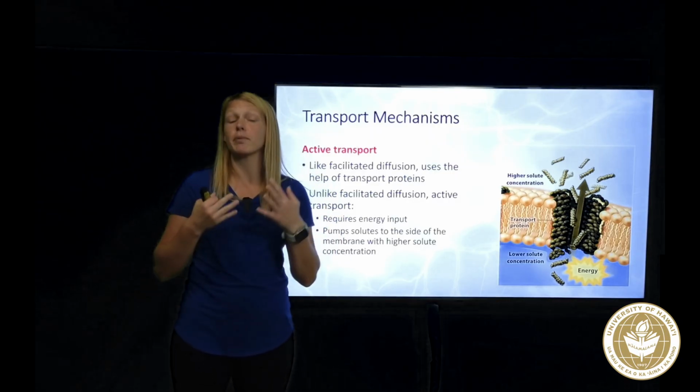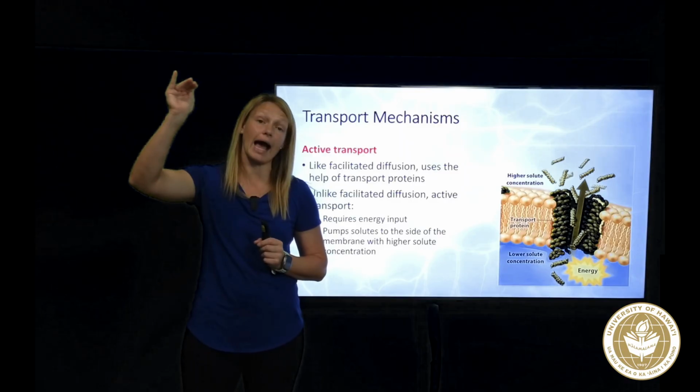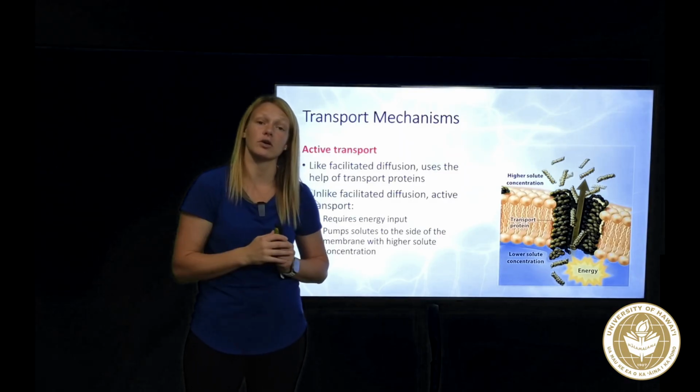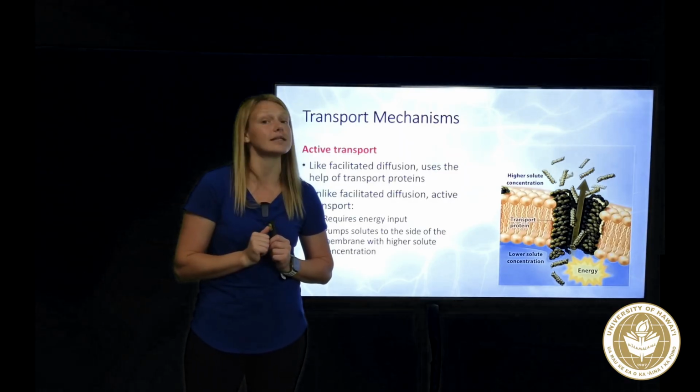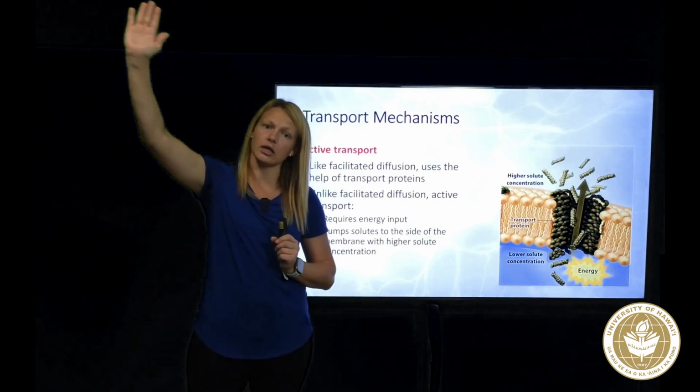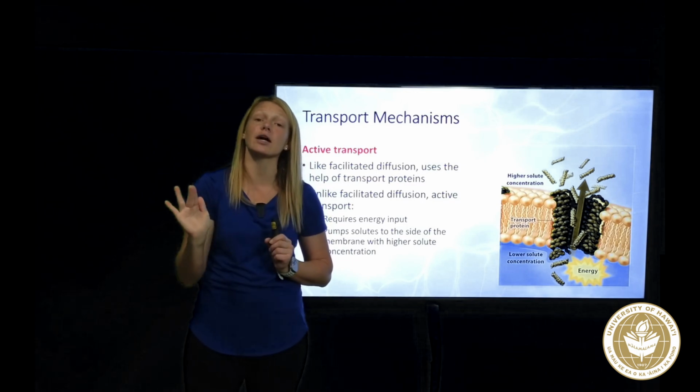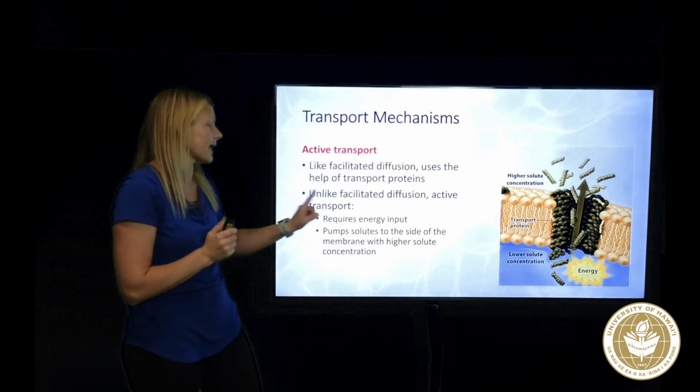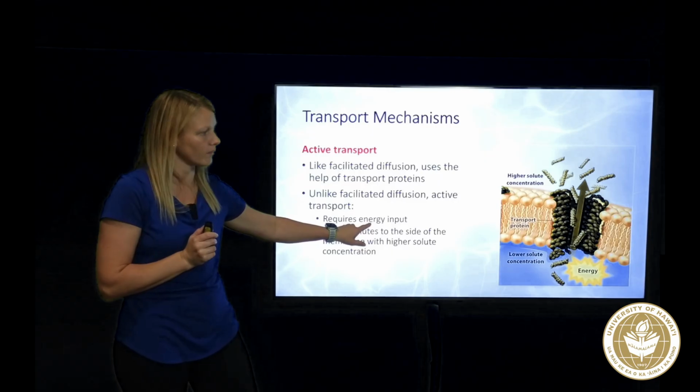So remember, passive transport always went from high to low concentration, right? Active transport does the exact opposite. Here you're going from low to high concentration. Because you're going against the concentration gradient, that is exactly why you're going to need that input of energy.